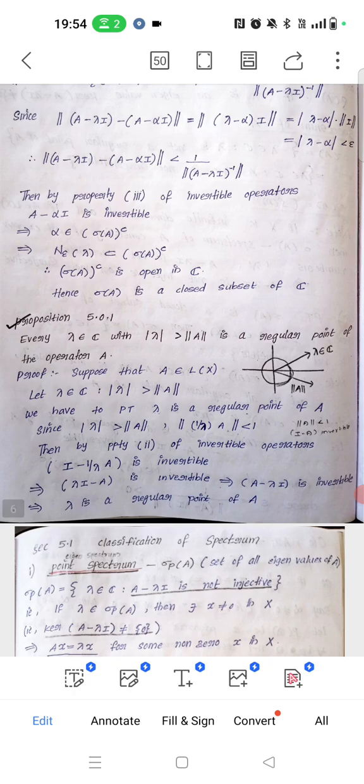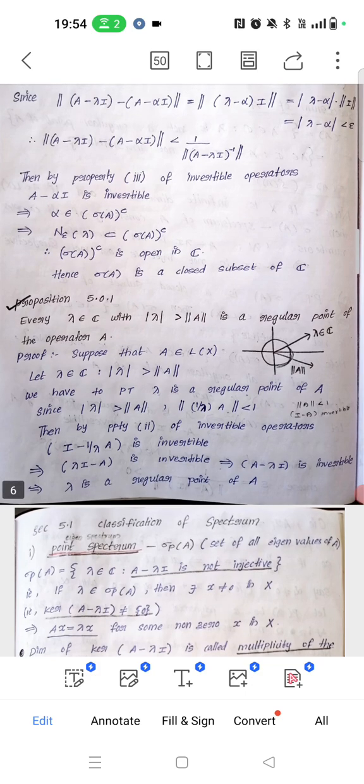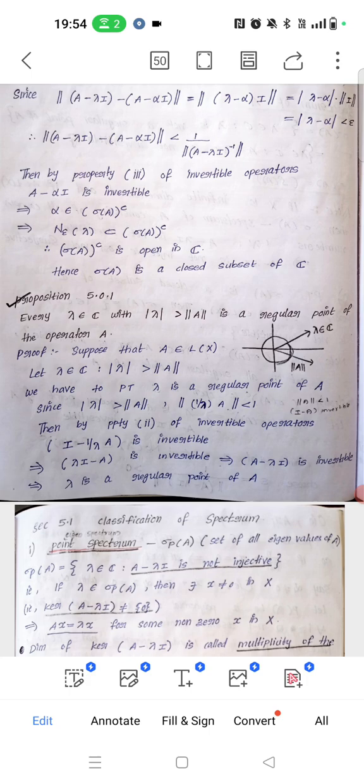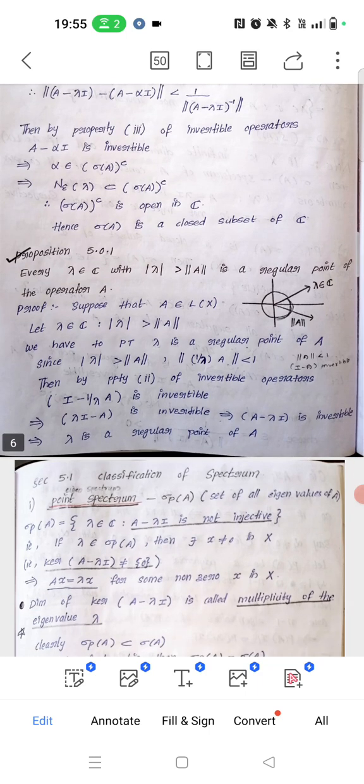It's easy, I think. And next we are going to look at Proposition 5.0.1. It is discussing the geometry of the regular points outside the region centered at the origin with radius norm A. That means if we consider the complex numbers outside the circular disk centered at the origin with the radius norm A, then all such points should be regular points.